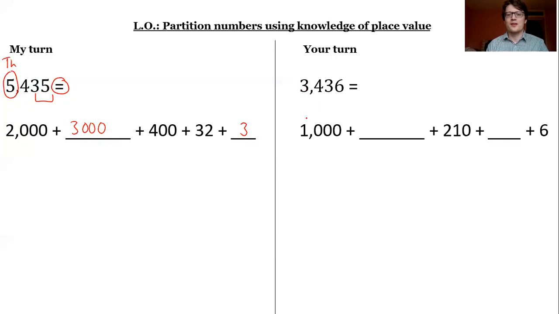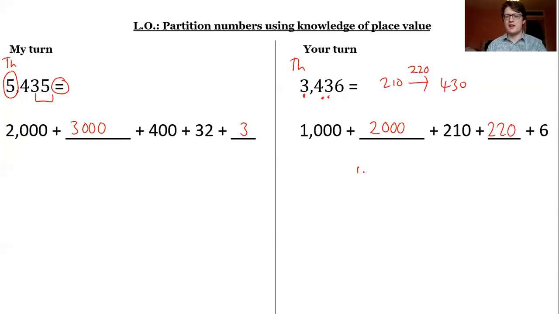Okay, here we go. So I need to get to 3,000. I've only got 1,000 at the moment, so I need another 2,000. Then I've got 210. Well, I want to get to 430. I've already got this 6 at the end. So how do I get from 210 to 430? Well, I need to add another 220. And then 6 at the end.